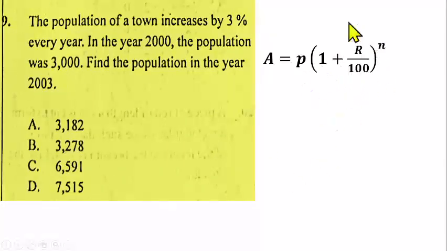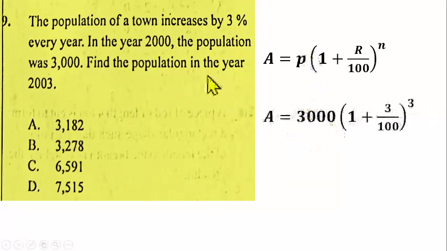You can also solve this question step by step. First find the population in 2001: 3,000 plus 3% of 3,000. Then find the rate of your answer again and add again, and keep adding like you are compounding interest. But you can use this formula to find the population in 2003.